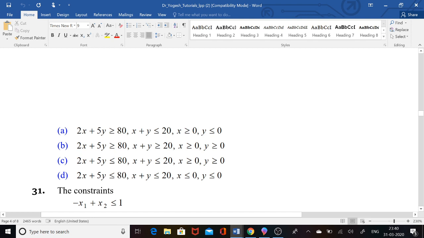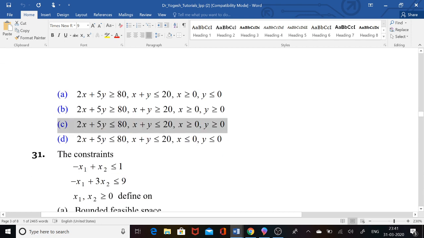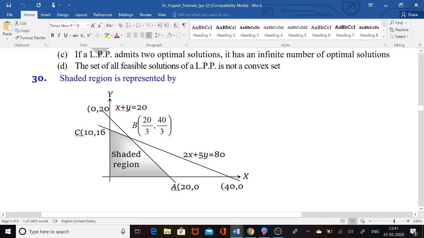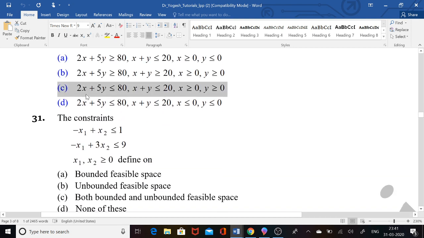Option D we are checking. So option C is correct for this one. Option D is 2x plus 5y is less than or equal to 80. This is correct. x plus 2y is less than or equal to 20. This is also correct. But the thing is, x is less than 0 and y is less than 0. You cannot take x less than 0 and y less than 0, because when you're considering option D, that means you are taking towards the negative axis. But the shade is in the positive axis. That's why option C has to be correct, that is x is greater than or equal to 0 and y is greater than or equal to 0.